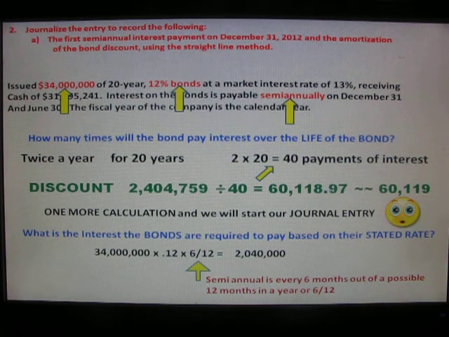That's principal times rate times time. Time is always expressed in a year. If this had been an annual interest payment, it would have been 12/12 because they pay interest every 12 months. Okay, this is very important when you're calculating what the bond is required to pay. You use the face amount, not the issue price, and the stated rate of interest. Whew, looks like a lot of calculations. Okay, finally, let's build the journal entry.